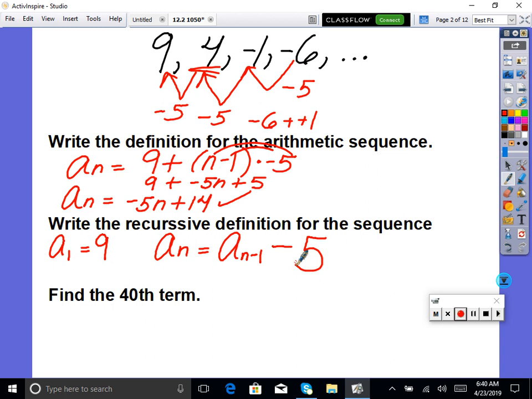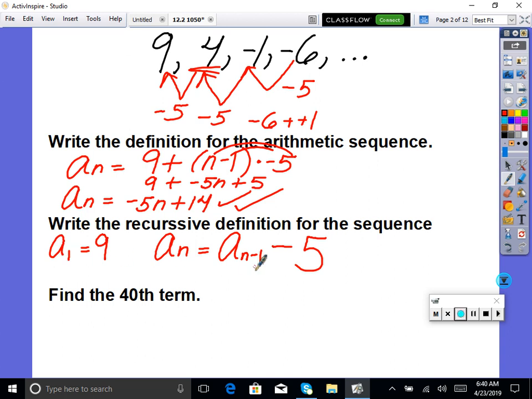Because once again, people could use this formula to recreate the 9, 4, negative 1, negative 6, or they could use this formula. Starting with 9, they'll take the previous term, which is 9, subtract 5. Then they'll take 4, subtract 5. Then they'll take negative 1, subtract 5. All right, now it says find the 40th term. You're not going to want to use this formula, are you?